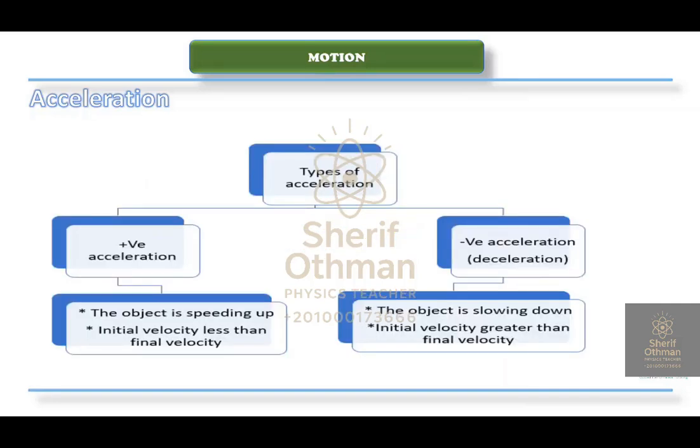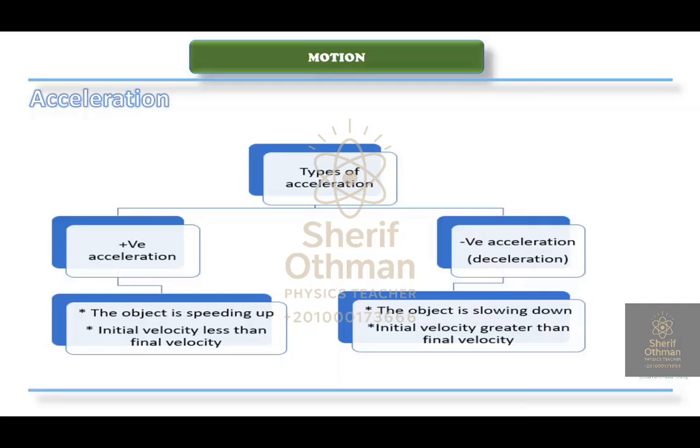Types of acceleration, guys. We have two types of acceleration. One of them is called positive acceleration, and the other one is called negative acceleration, which is called deceleration. In positive acceleration, the object is speeding up, and its initial velocity is less than the final velocity. While in negative acceleration, the object is slowing down, and its initial velocity is greater than the final velocity.